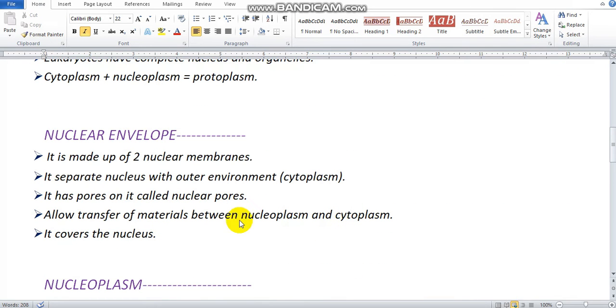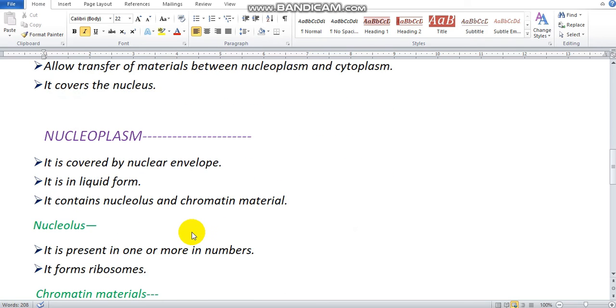So you understand the nuclear envelope, that it is made up of two nuclear membranes. It separates the nucleus from the outer environment, as this is a membrane. It has pores on it which are called nuclear pores. These pores allow transfer of materials between nucleoplasm and cytoplasm. It covers the nucleus. So let's see about nucleoplasm, which is another component of the nucleus.